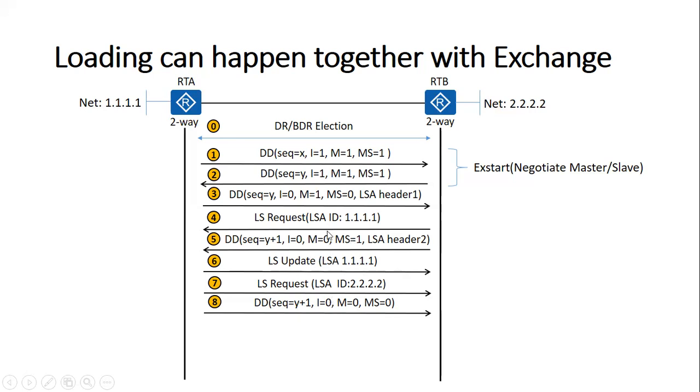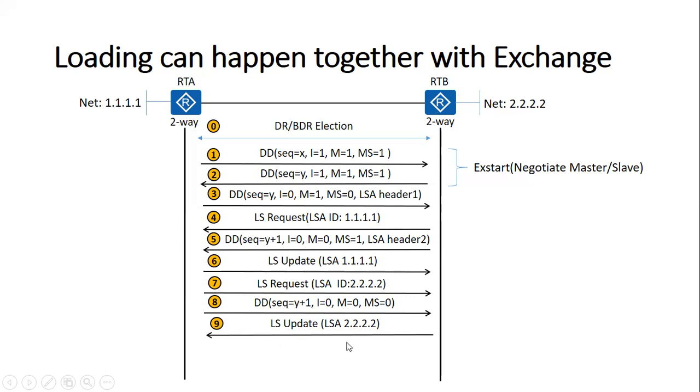Even though inside here you can see elements of loading, because there is link state request and link state update. You see? So RTB continues and sends an update because it was requested to give the complete information about this link state, because I don't have it. It sends an update of 2.2. And then what do you expect RTA to do?